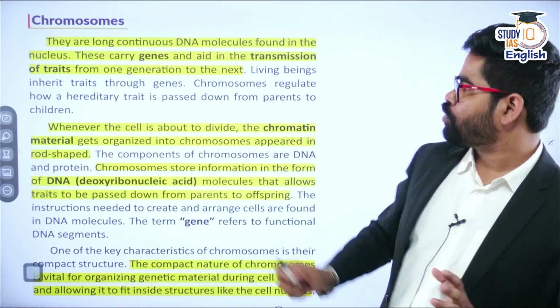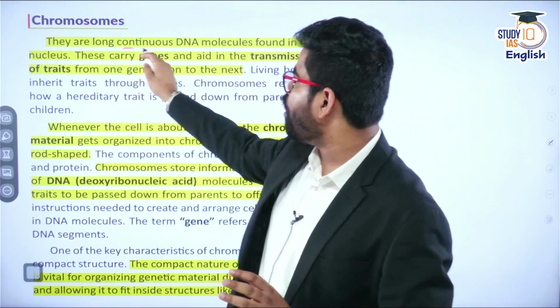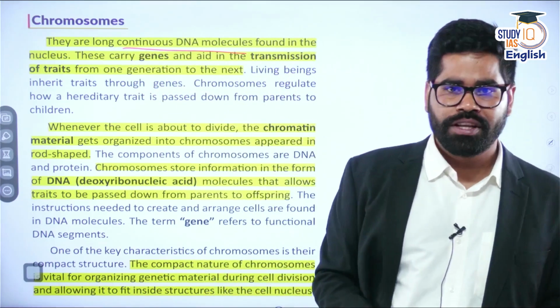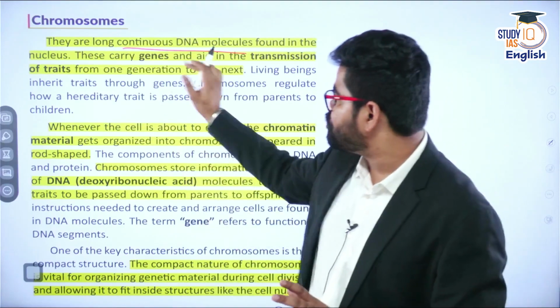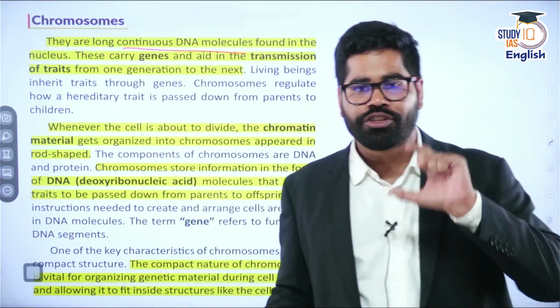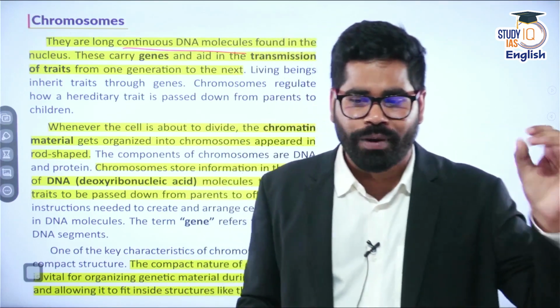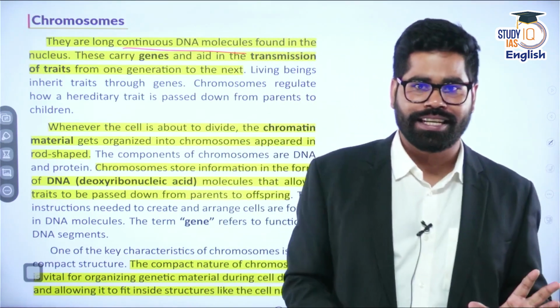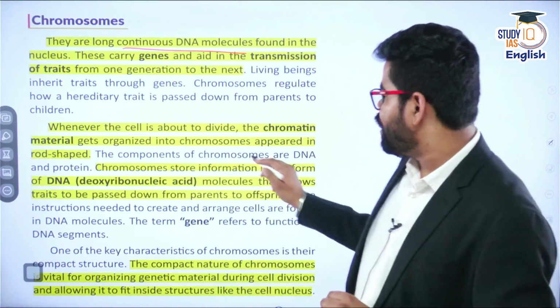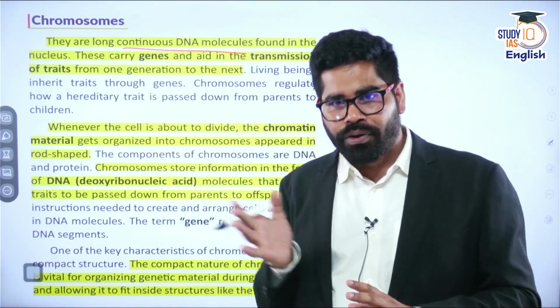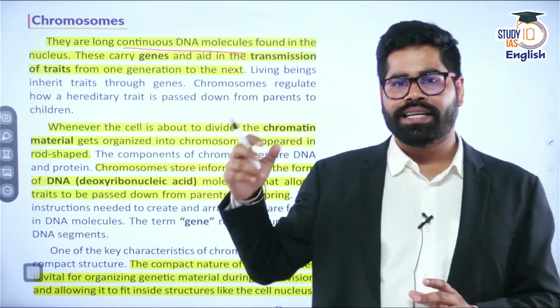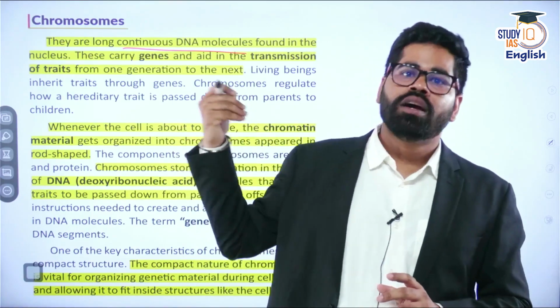Okay. So chromosomes are basically long continuous DNA molecules which are found inside the nucleus. They are carrying the genes and they help in the transmission of traits from one generation to another generation. Now see, whenever this cell is going to divide, before the division, it is not present in the form of rod shape or chromosomes.